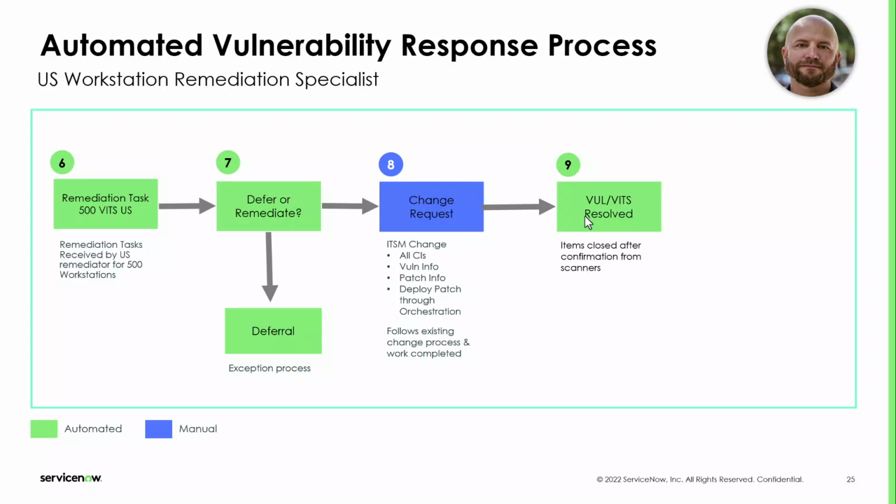If they believe it's appropriate to defer the remediation of a vulnerability, they can start that exception process straight from the platform. But if they believe that they need to remediate that vulnerability, they can start that change request process and allow them to deploy patches through orchestration to all the necessary assets within the network. And once those actions have been taken, the platform automatically marks that vulnerability as resolved, and that information is then visible back to our vulnerability management teams.